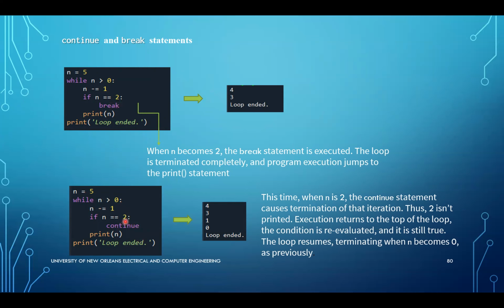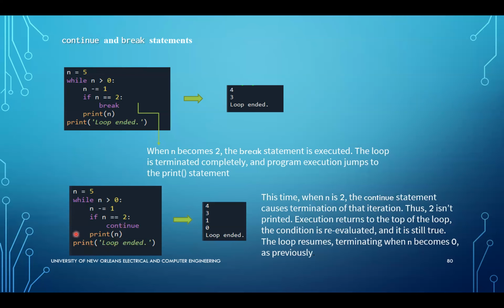In the next example, which is the same program, but instead of using break we use continue, so you see the difference between the two. It's the same process that we used before. We start n at 5, and in the same way, we're going to reduce n by 1 and test it against 2. In this case, however, when n is equal to 2, the continue statement causes termination of that iteration. And what that means is that 2 is not printed.